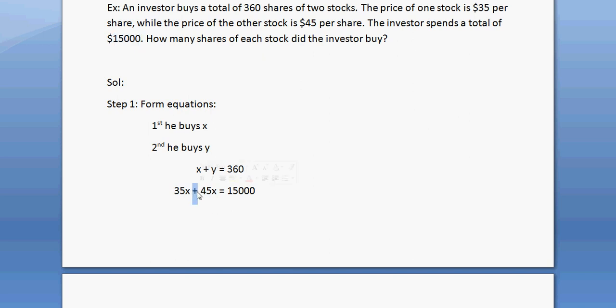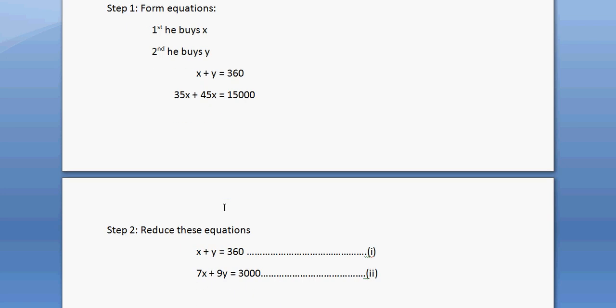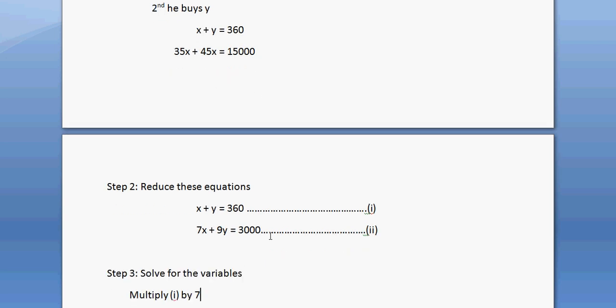So we'll add them and we'll write it 15,000. So now we have two variables, two equations, we can easily solve it. How to solve it? Reduce the equations to the minimum form. So here we take 5 common, we get 7x, 9x, and it becomes 3000. Now what do we do? We have to solve these two.